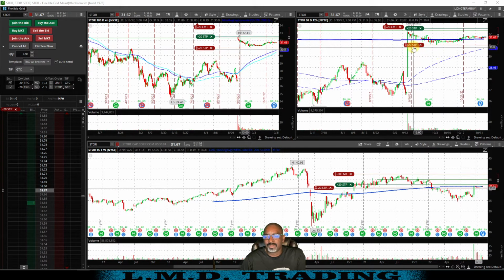So if you look at it on the 12-hour, you got this wide range candle here, and then it's just been kind of chopping along. I put my stop at the bottom. I got my entry at the top. And those are the 3 trades that I am kind of looking at right now.